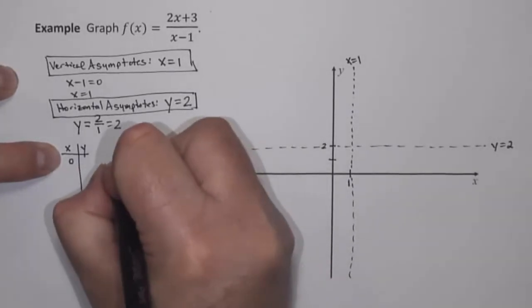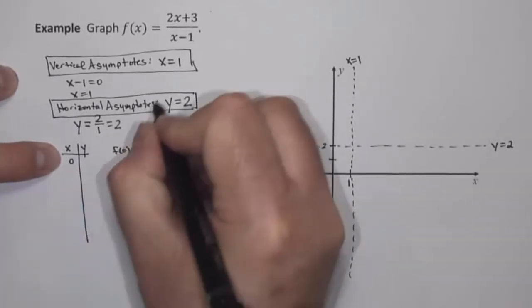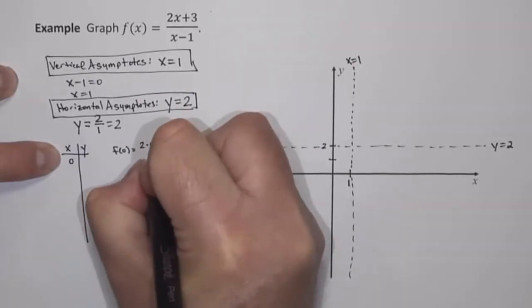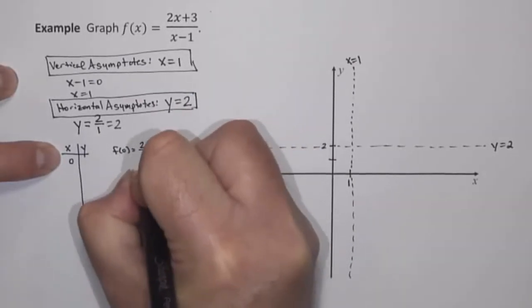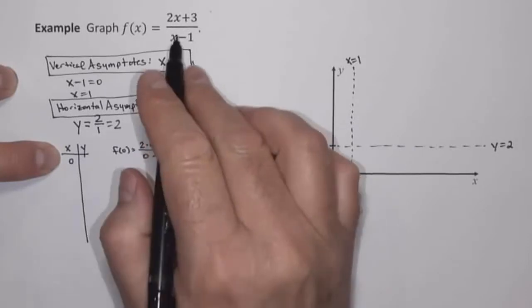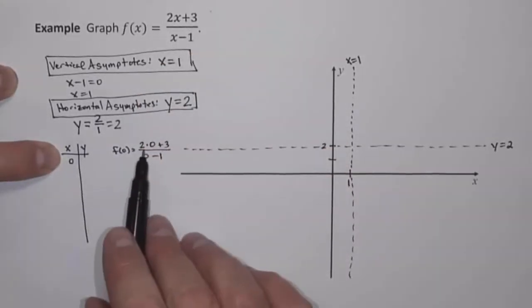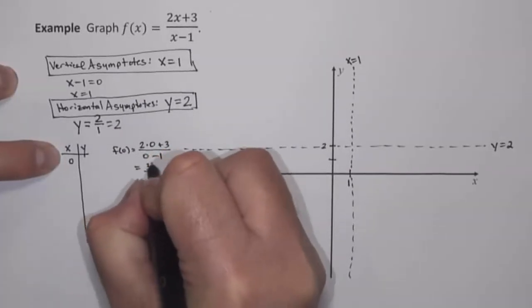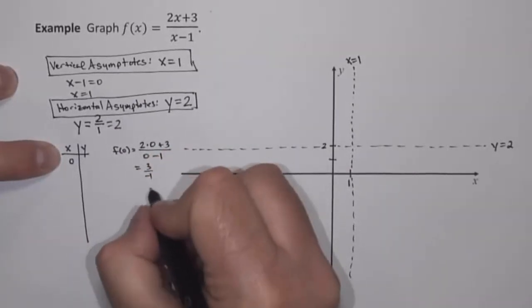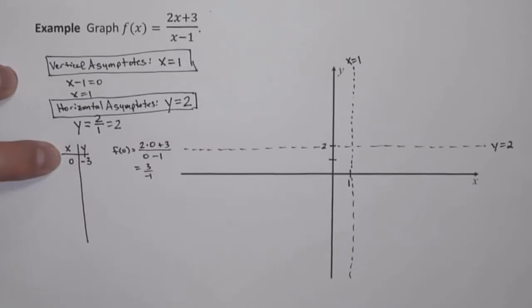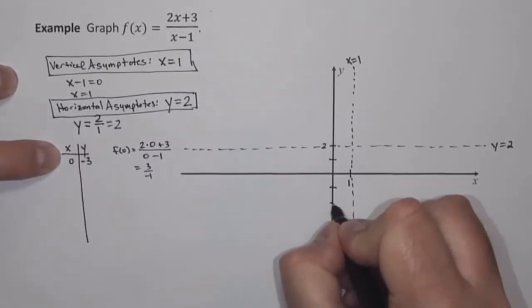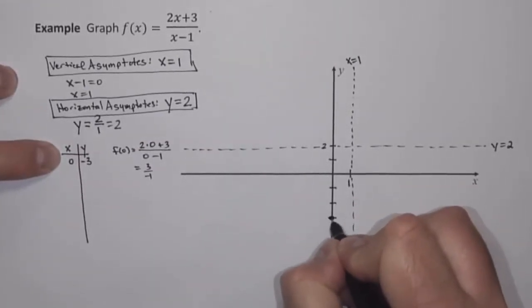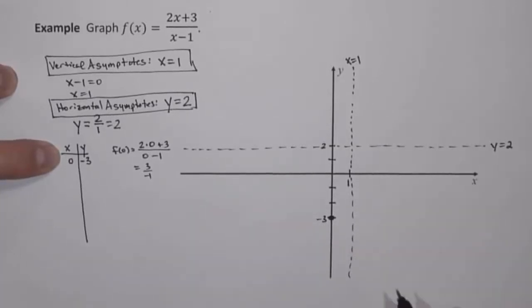If I let x equal 0, then f of 0 is going to be (2 times 0 plus 3) over (0 minus 1), substituting 0 in. Well, 2 times 0 is 0, plus 3 is 3, and 0 minus 1 is negative 1, and 3 divided by negative 1 is negative 3. So I'm going to have the point (0, negative 3), which is right there. That's our y-intercept.